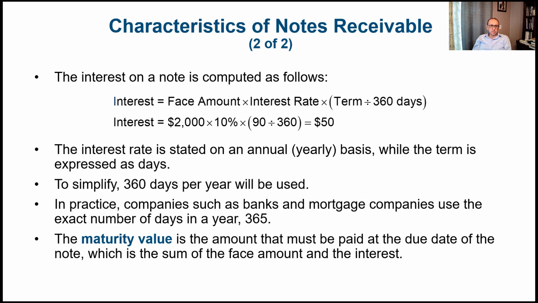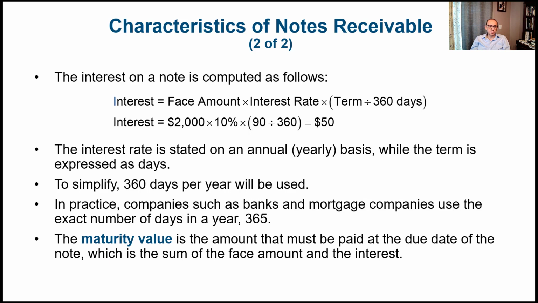So what are the characteristics of the note receivable? Again, to calculate the interest on the note, you have to get the face amount, which is the $2,000, multiplied by the annual interest rate, which is the 10%, multiplied by the term. So it's the 90 divided by 360 days. And again, we usually round it to 360 days to simplify it. If we want to be more specific, we can go with 365, but for the purpose of this course, we're just going to round it to 360 days. So that would be $50 in interest.